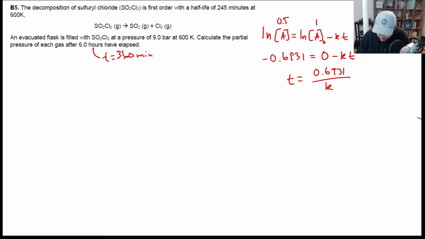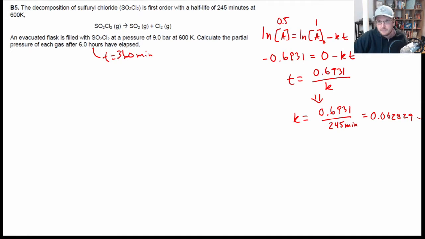We can rearrange this to figure out k, because that's what I'm trying to get to. So k is equal to 0.6931 over time, and the time, the half-life, is 245 minutes. So k is 0.6931 divided by 245, which is 0.00289. So we have the k value there.